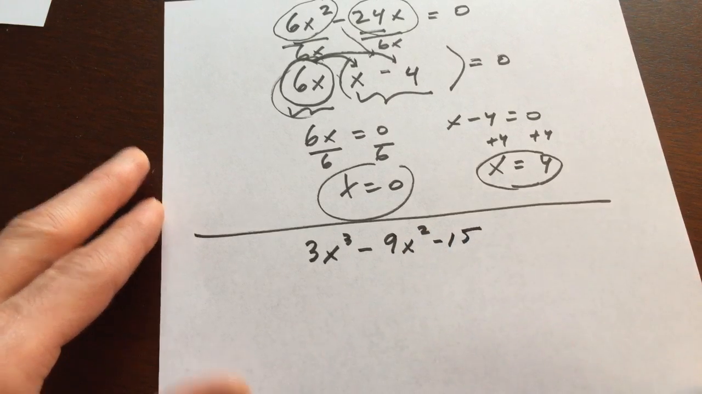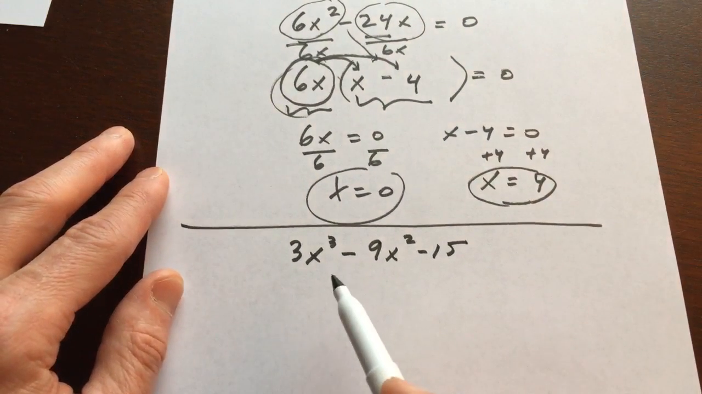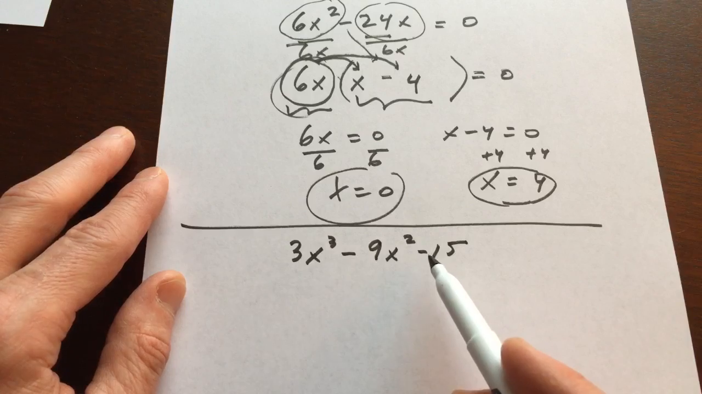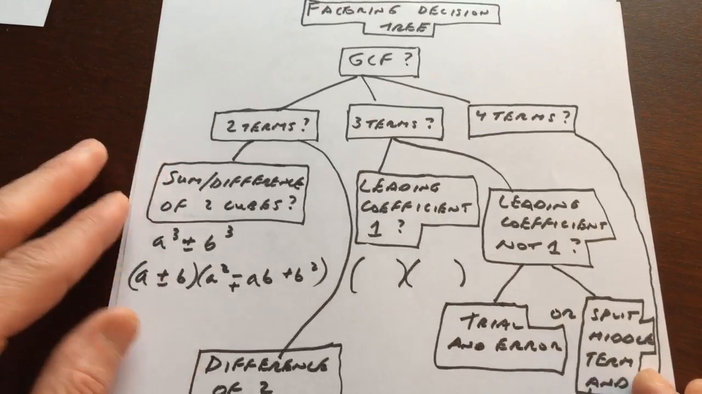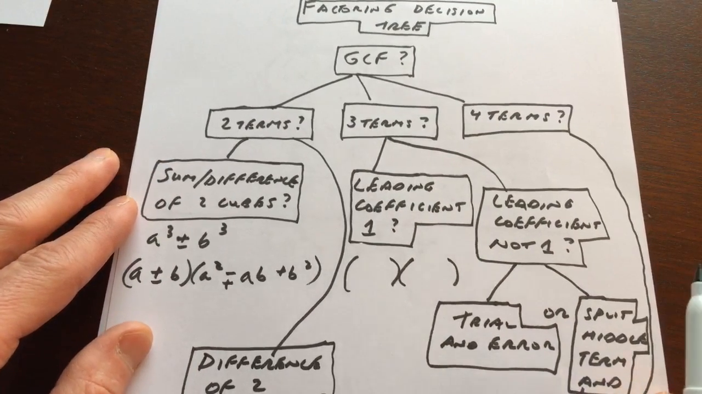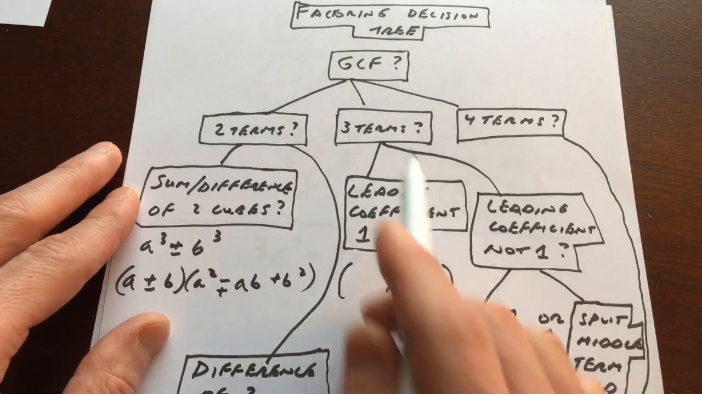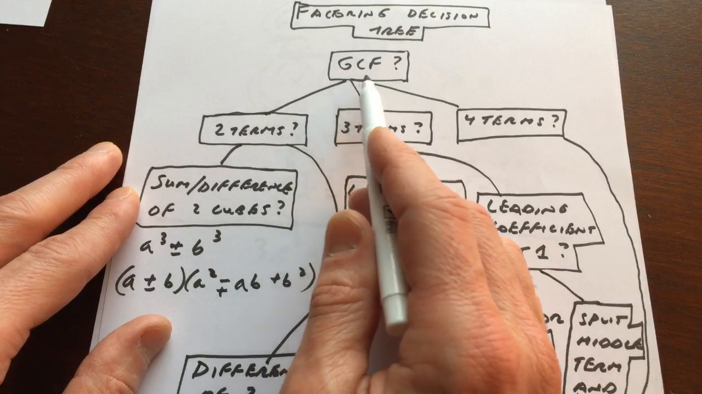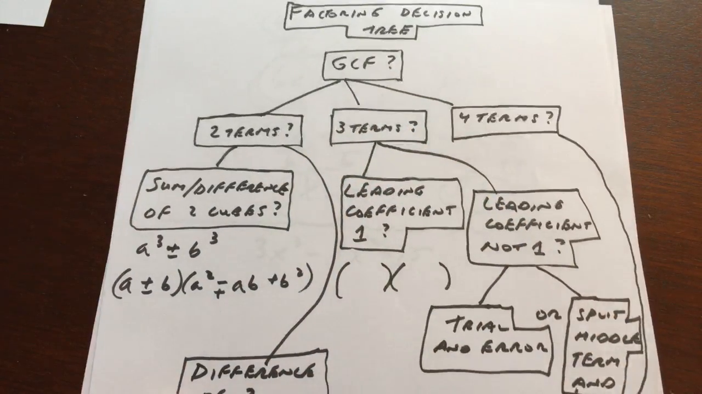So, okay, let's take a look at this one here now. This one is a trinomial, so you've got 3 terms. And again, if we go to that decision tree, I always think about this. Eventually, you won't really need to refer to this sheet anymore. You'll just know what to do. So basically, the first thing you want to do is analyze and ask yourself, is there a greatest common factor? Is there a GCF? That's the first thing that we want to take a look at.